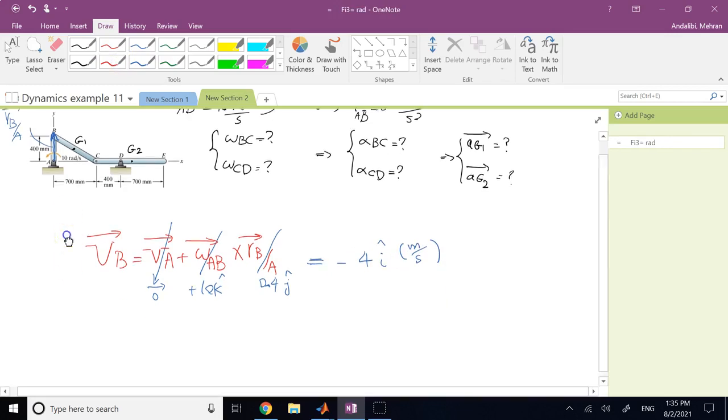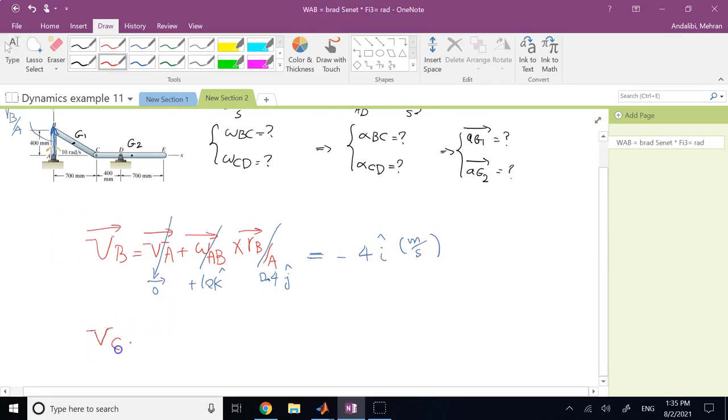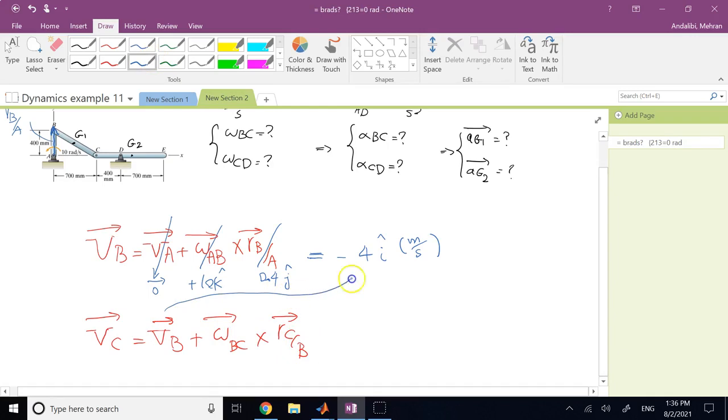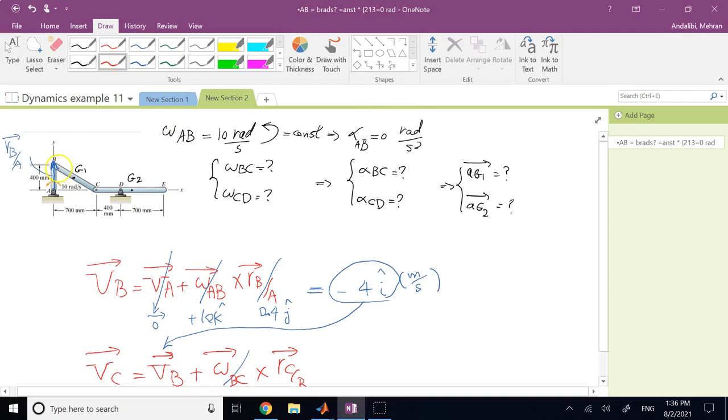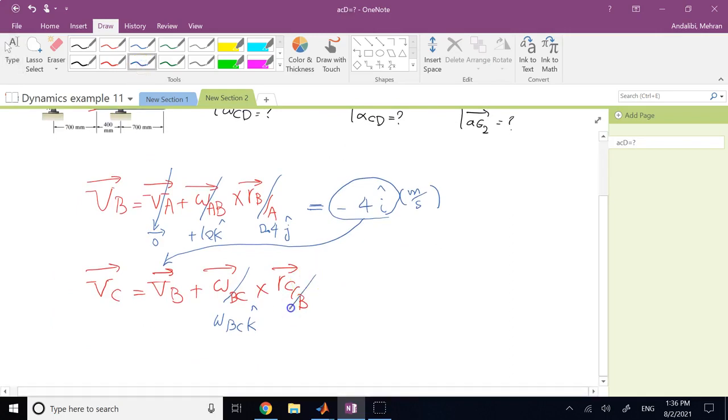Now that I know V of B, I go to the next member that shares point B. So it's BC, so I go from V of B to V of C. Say V of C equals V of B plus omega BC cross R of C with respect to B, where V of B is already known. That's this number. Omega BC I don't know, I just assume it's positive K. It could be negative K, that's okay, but it is along Z. R of C with respect to B is this vector going from B to C. And clearly you need to go 400 down and 700 forward, so it is going to be 0.7I minus 0.4J.